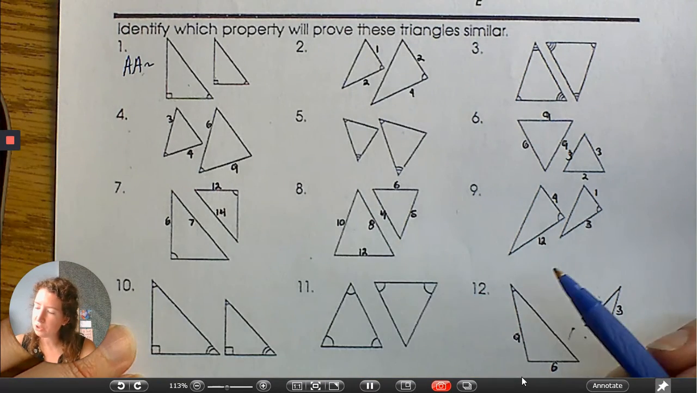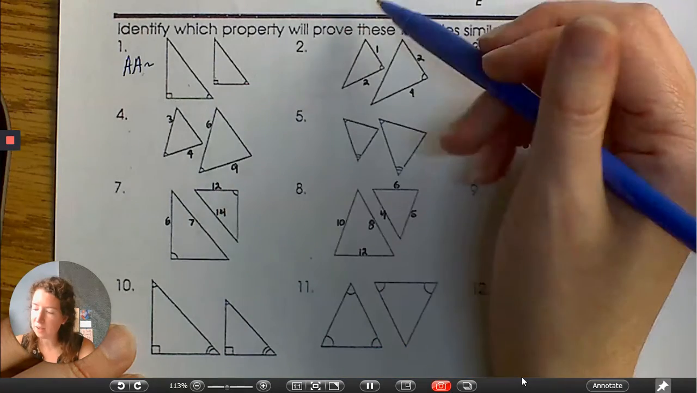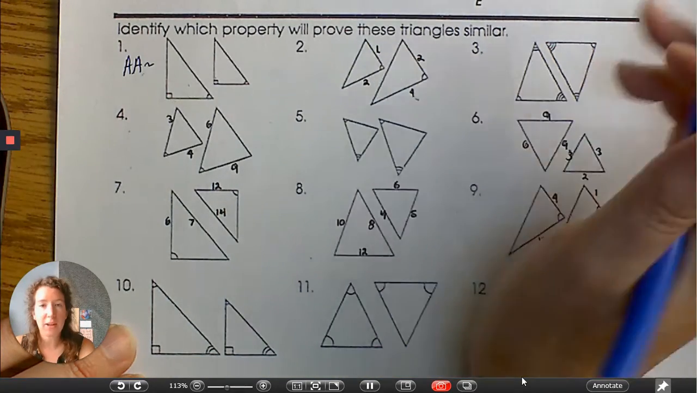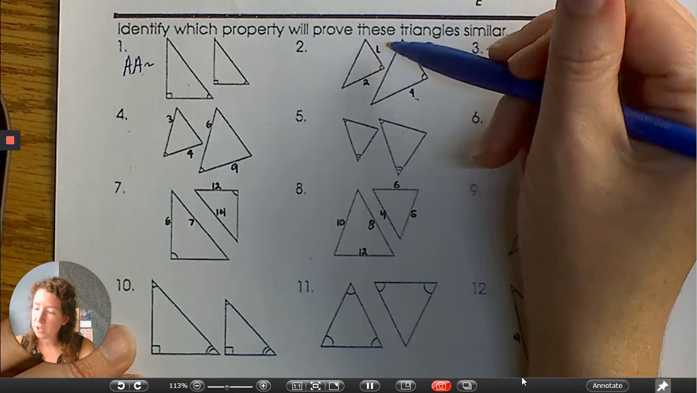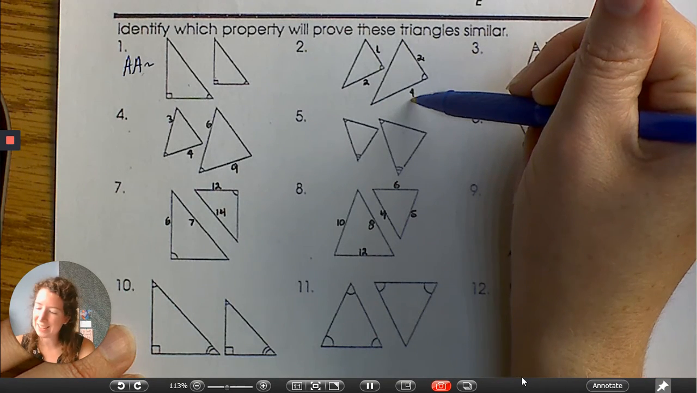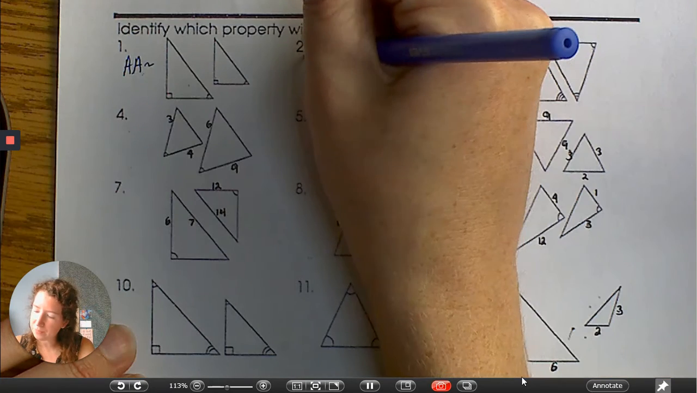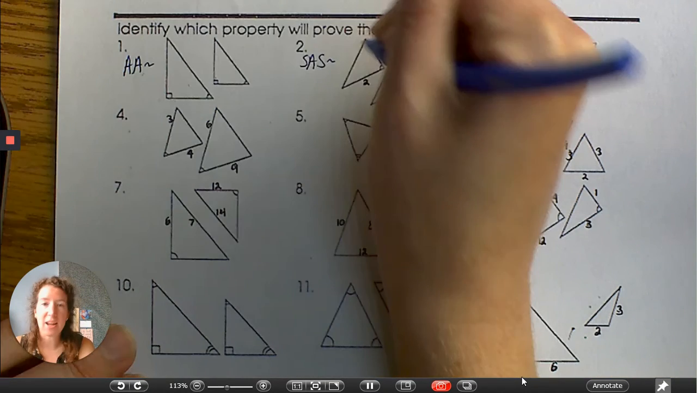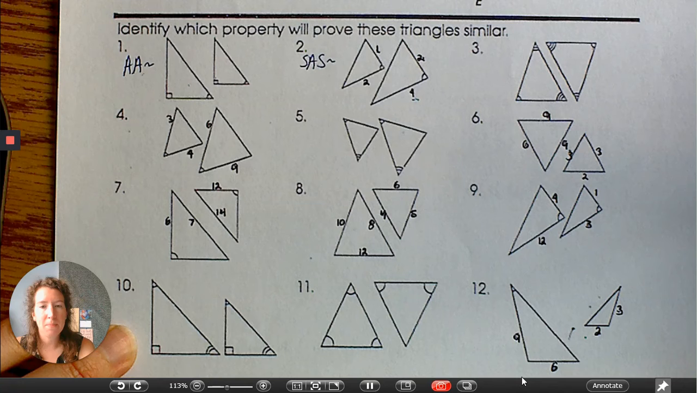Looking at number 2, let's see, I have two pairs of sides and the angle between. I still need to check the ratio though. So is 1 over 2 the same as 2 over 4? Yes, it is. So these triangles are similar by side-angle-side similarity.